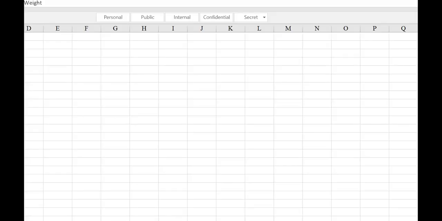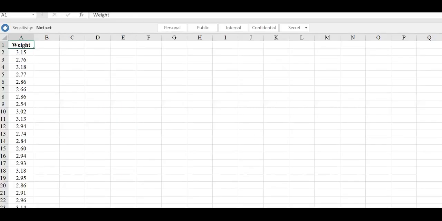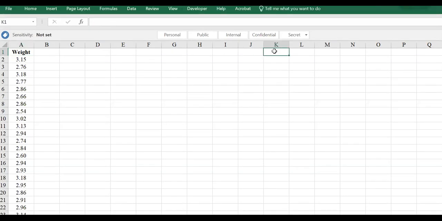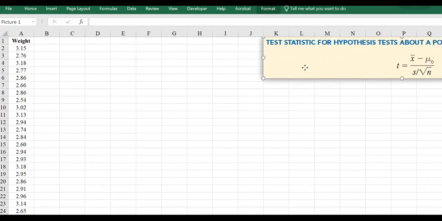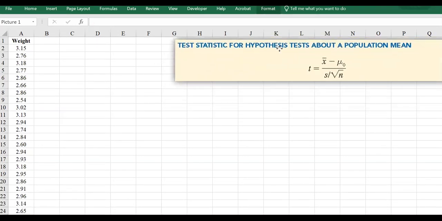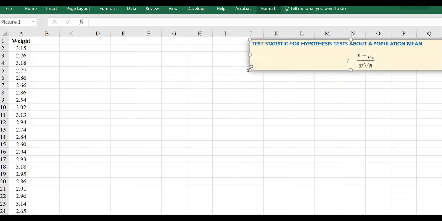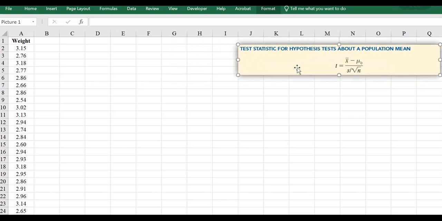And I'm just going to come to my Excel file and paste it here. All right. So the first step in hypothesis testing is to develop the null and alternative hypothesis. So in this case, I'm going to just write it down.